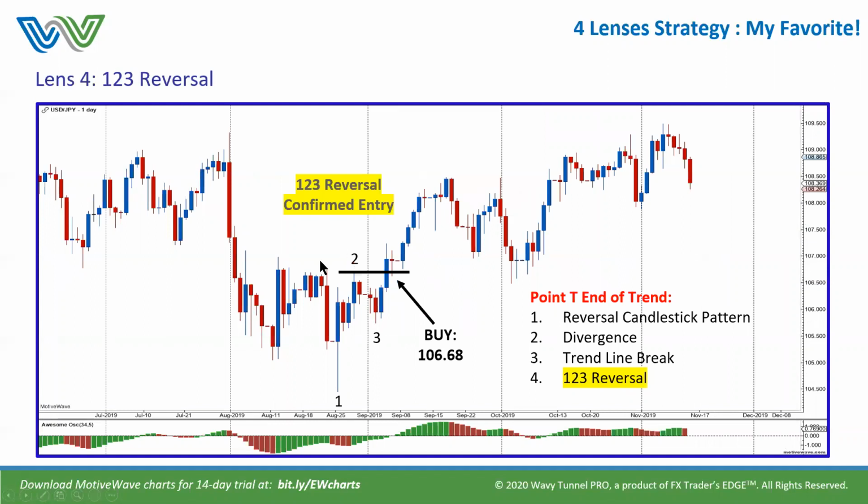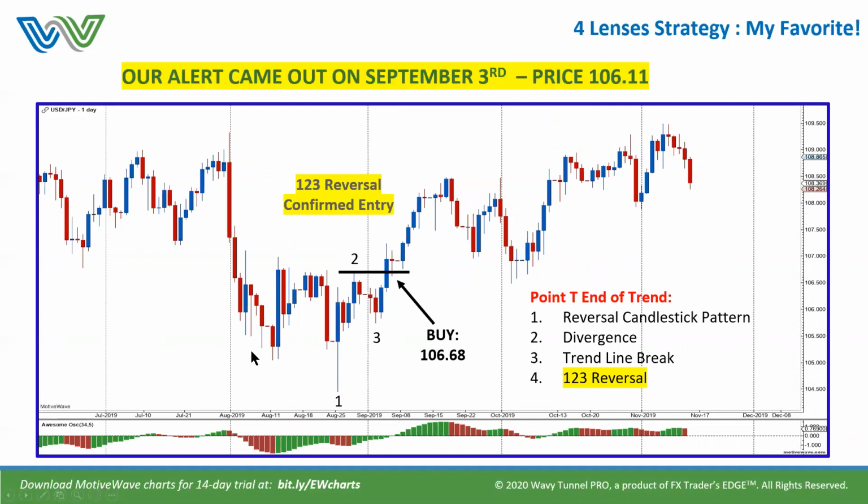This is a confirmed entry, okay? A buy at 106.68. That's your entry. We've done our analysis. We have our candlestick pattern. We have our divergence. We have our trend line break. The 1, 2, 3 reversal, that can be our trigger, how we enter the trade.